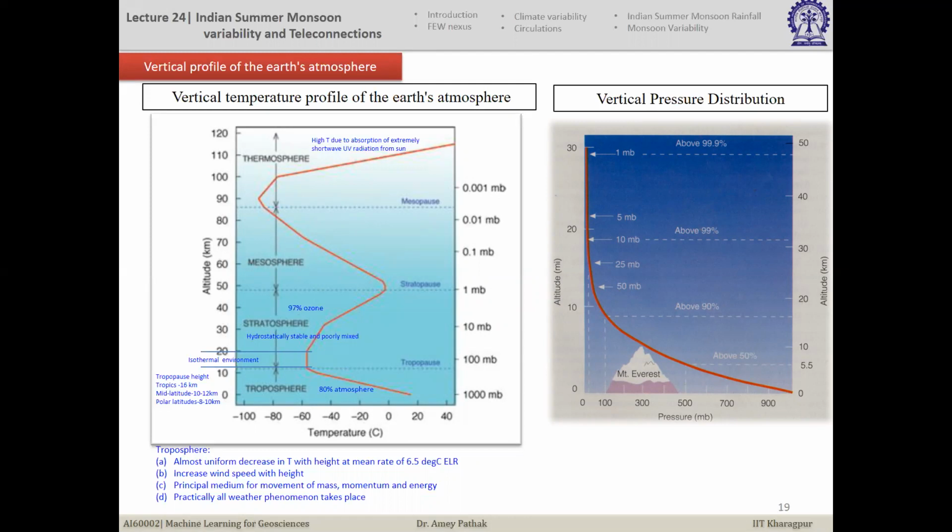Earth's atmosphere is held close to the Earth by gravitational attraction, and it rotates along with the Earth. About 50% of the total mass of the atmosphere lies within 5 kilometers, and if you go to around 10 kilometers, approximately 80% of the atmosphere's mass lies below that.